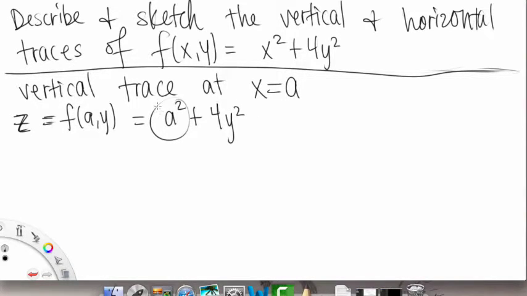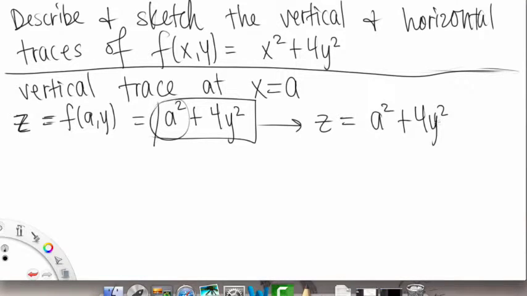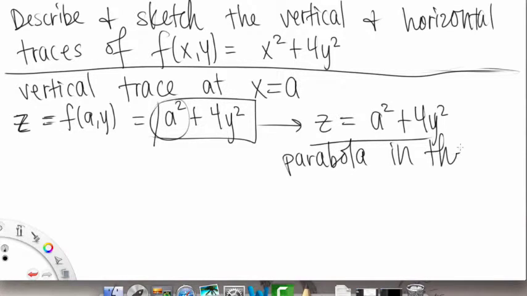I'll write it again. So z is equal to a squared plus 4y squared. This is the equation for a parabola. In which plane? This would be in the yz plane, because we still have those variables there. If y changes, then z is going to change. Nothing depends on x anymore because we froze x, setting it to a constant.